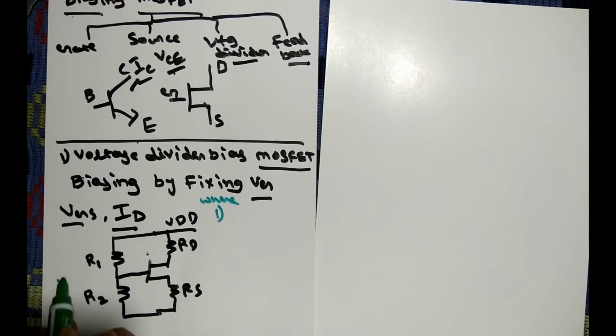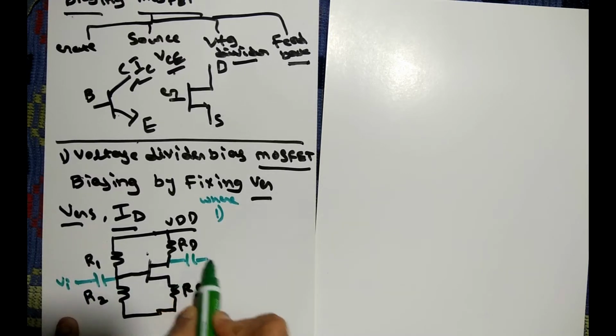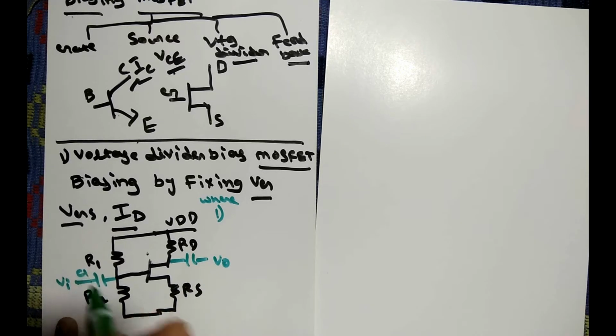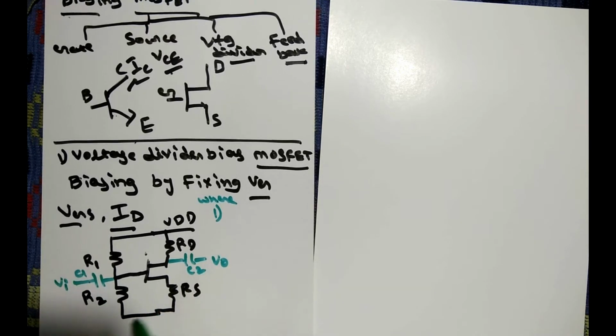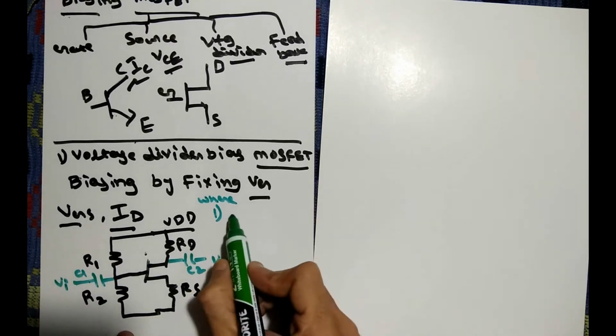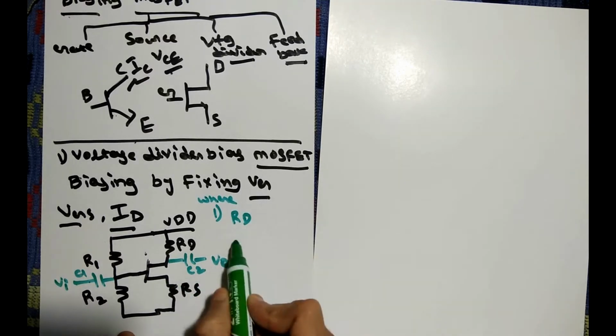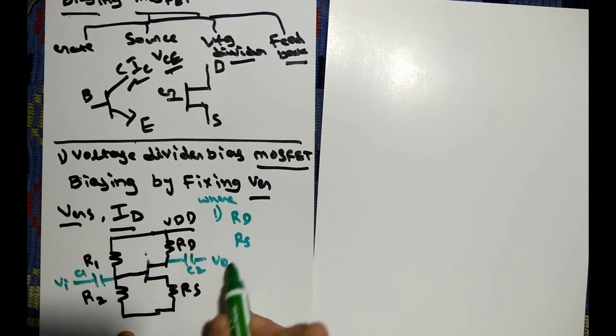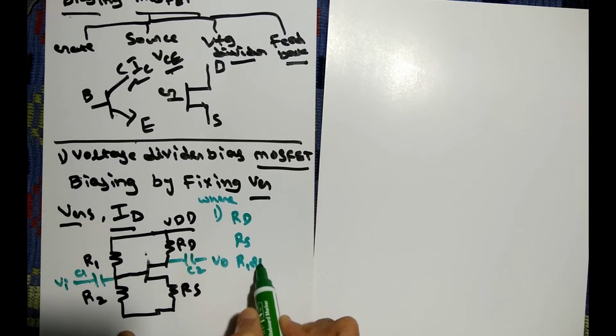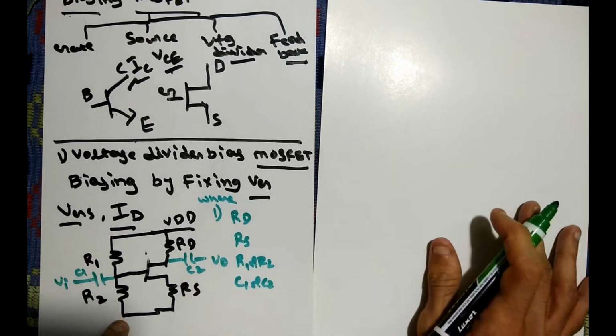Already we know that if you are giving some AC signal, we have some coupling capacitors. We can call these coupling capacitors C1 and C2. So the components we have are RD, RS, R1 and R2, and C1 and C2. These are the components that we have.